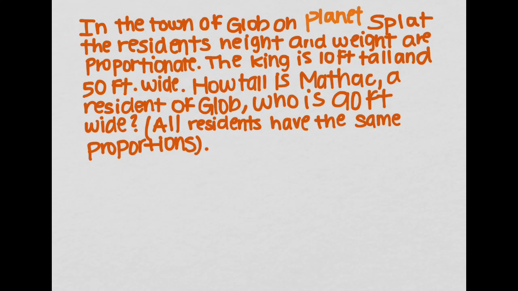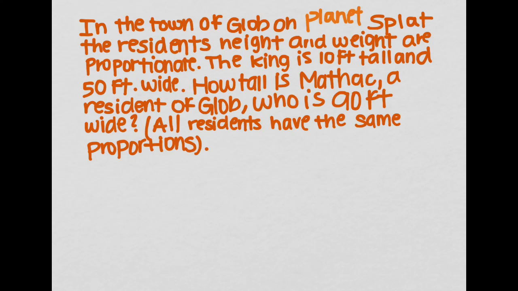Okay. Now let's look at a more challenging problem. It says, in the town of Glob on planet Splat, the residents' height and weight are proportionate. The king is 10 feet tall and 50 feet wide. How tall is Mathak, a resident of Glob who is 90 feet wide? And realize all residents have the same proportion.